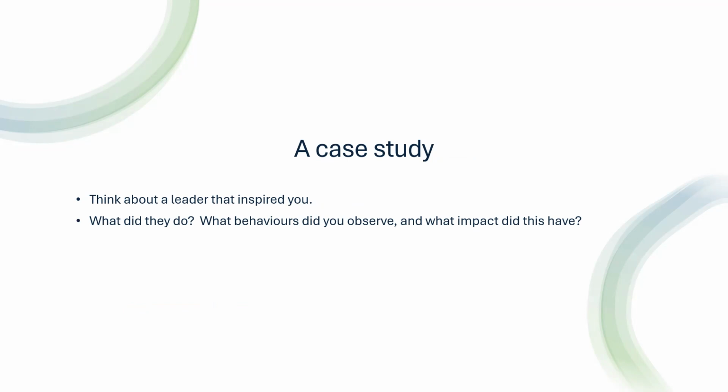What did they do? What behaviors did you observe? And what impact did this have? What impact did they have? So I would say if you were to focus in on perhaps 3 or 4 key behaviors that that leader demonstrated, what did you see? What results did you observe? Why did those behaviors matter? Why did they have an impact?